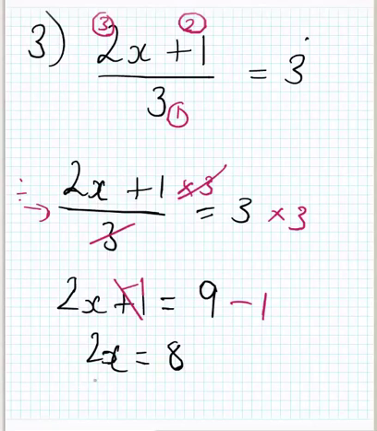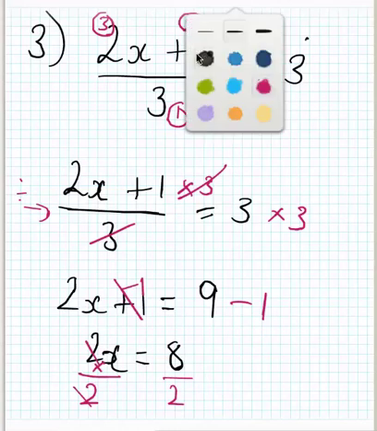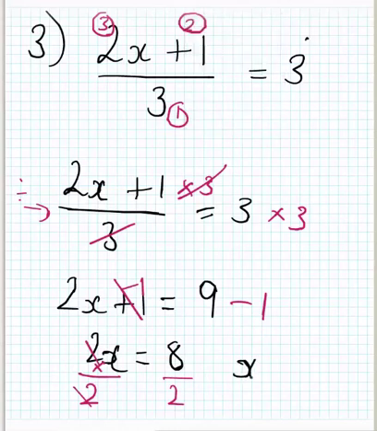And that 2 is a positive 2. And the opposite of positive 2 is minus 2, but we know that positive 2 is joined to the x by a times. So we must now divide by a positive 2, that cancels out, and divide by a positive 2 on that side. And finally, we will have x equals 8 divided by 2 is equal to 4.